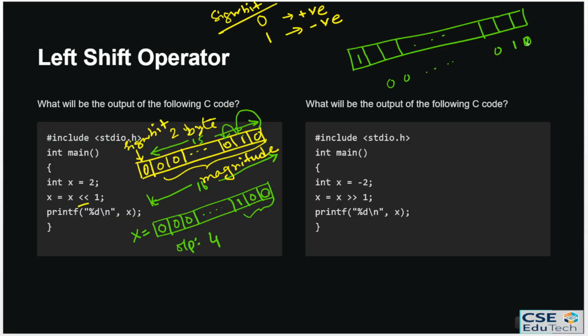2's complement means we have to complement 0 to 1 and 1 to 0. So it will be 1, 1, and it will be 1, 0, 1. Now we have to add 1 here. Okay. Now we add 1.